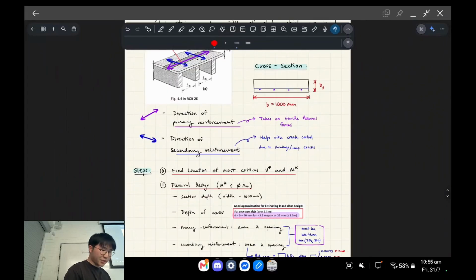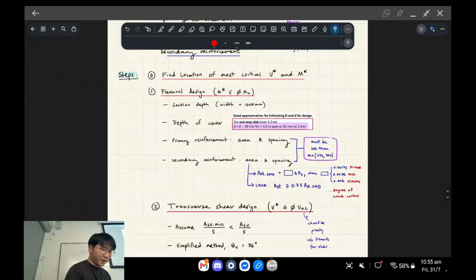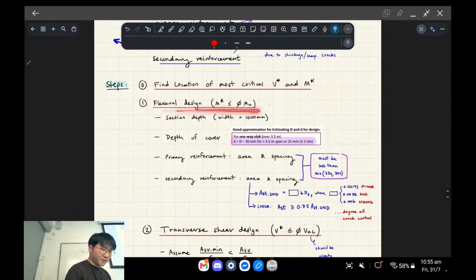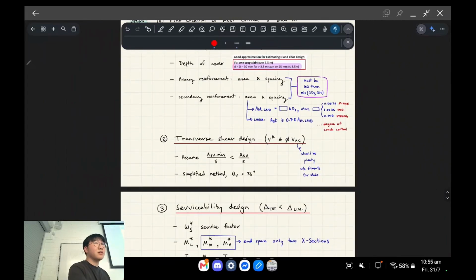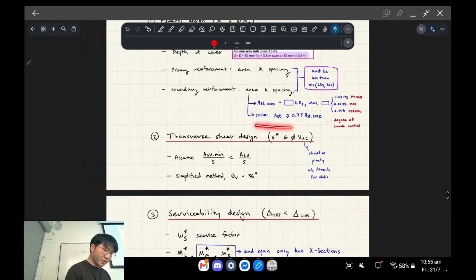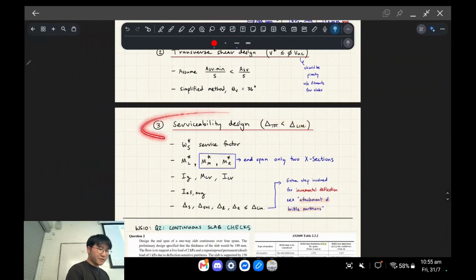And you just have to do these checks basically, right? You'll do flexural design, which is from weeks 5 and 7. You'll do shear design, which is from week 8, which is last week, and you'll do serviceability design. So these 3 types of design checks are all included in slabs, right?